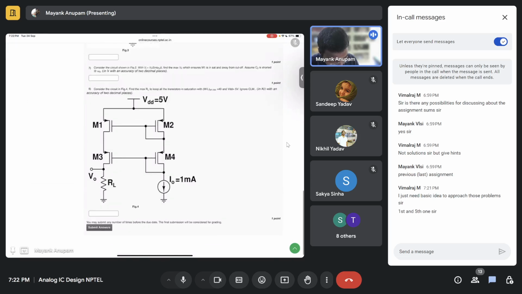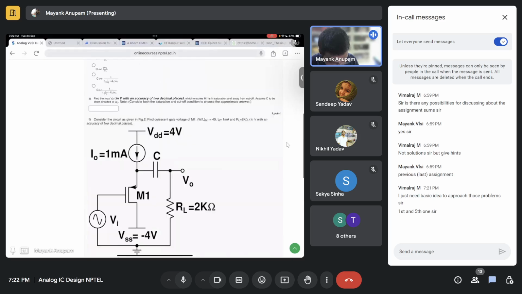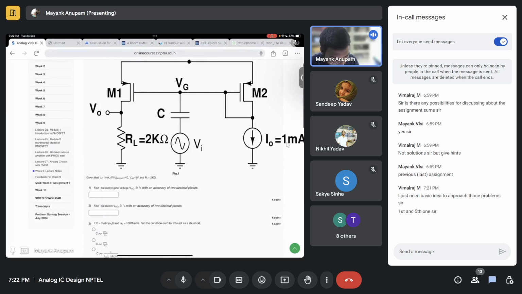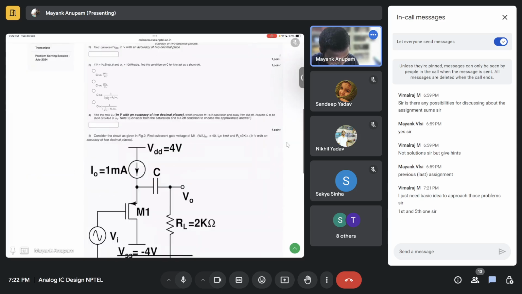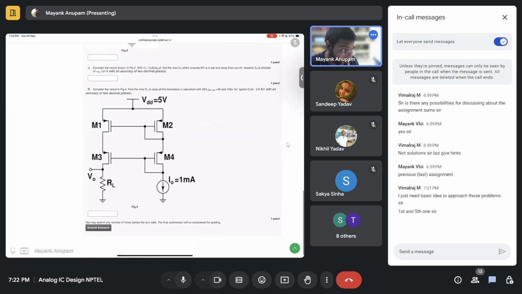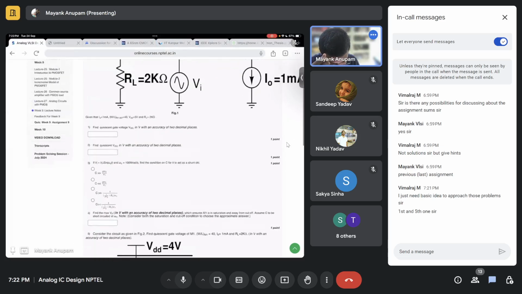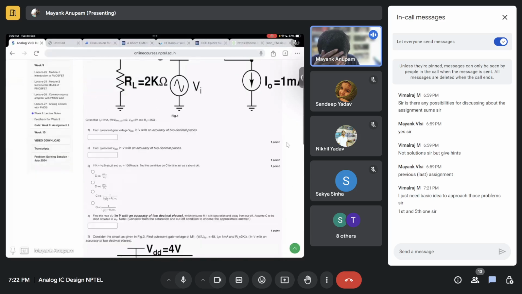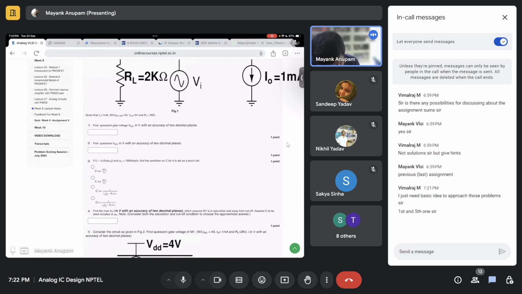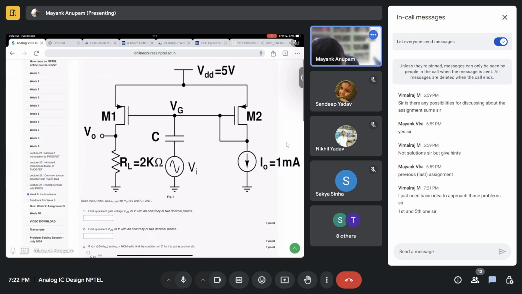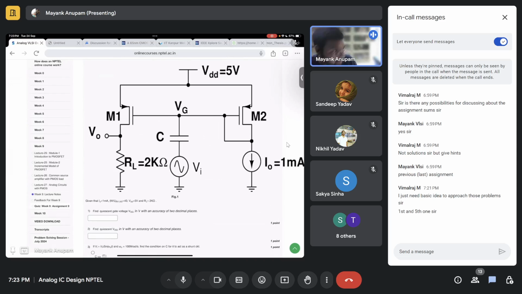The questions here are actually very similar to the questions already done in the previous assignments, in week 8, 7, 6. It's just that NMOS is replaced with pMOS. Okay, first and fifth one. The first question is to find the quiescent gate voltage VGQ to two decimal places. So what is the problem here? We just have to find the gate voltage VG.